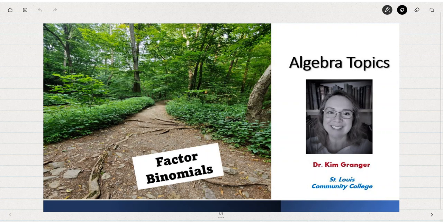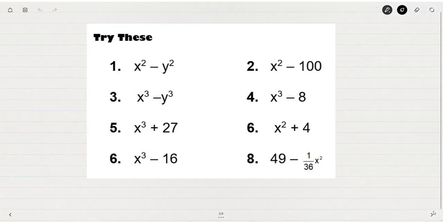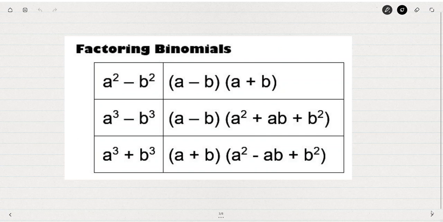Hello, in this algebra video, I'd like to walk you through how to factor binomials. Now, in a previous video, I walked through how to memorize these important patterns. I'll say that the first step to factoring binomials is, in fact, to know these three important patterns. If you don't know these patterns, then that's where you need to start.